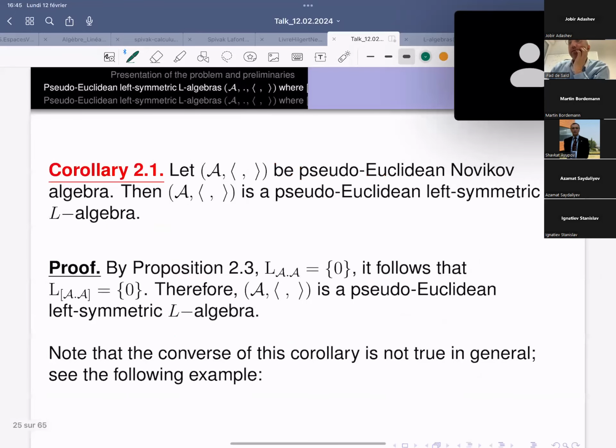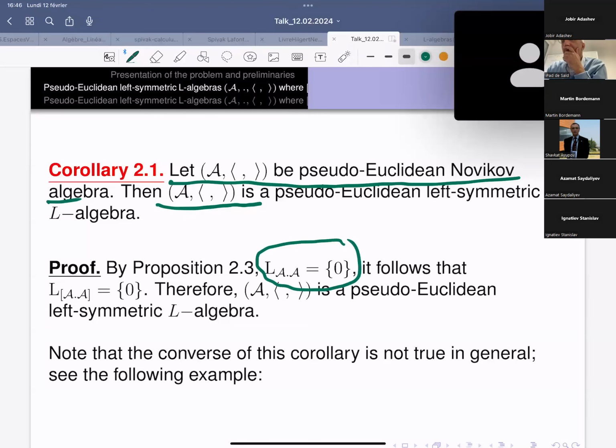As a consequence, if you consider a Novikov algebra, then A is a pseudo-Euclidean left symmetric algebra. If you consider a pseudo-Euclidean Novikov algebra, then this one is a pseudo-Euclidean left symmetric L algebra. It's very easy. By the last proposition, we have this. It follows that we have this. D'accord?